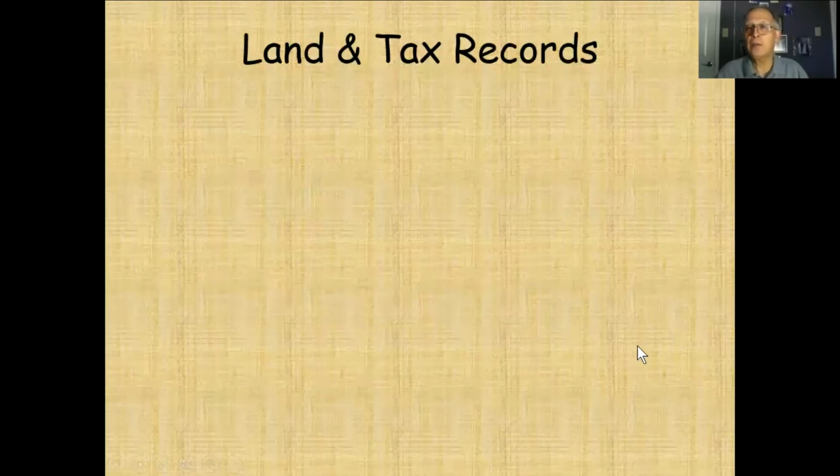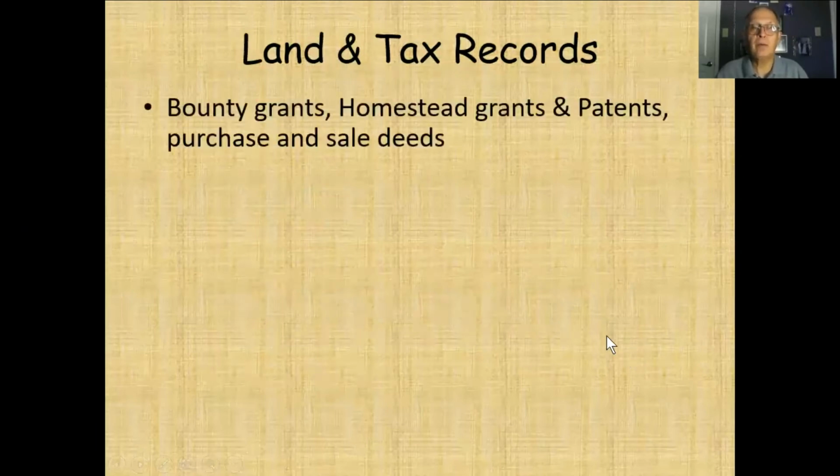Land and tax records. This is one of the things that are not as often used as, and I think Jerry does too, knows where every one of our ancestors lived in this country, because we've either found it from the census, the name and address on the census, or from land records. The General Land Office of Texas will have bounty grants, homestead grants, and patents, and who was awarded the patent and who was the original claimant.